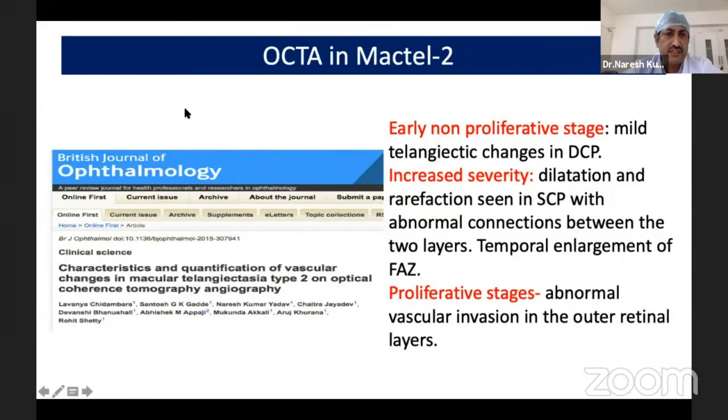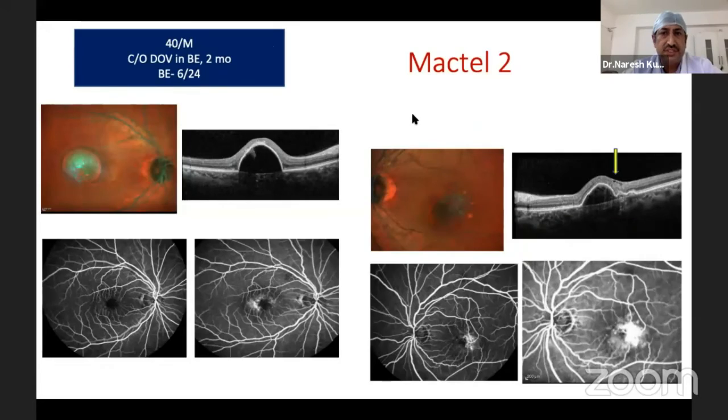In 2015, we published an article where we described all these features that could be seen on OCTA in cases of MACTEL. The FFA only picks up the superficial capillary plexus, but the main pathology starts from the DCP, and then the SCP gets involved. So this is one case of MACTEL. Here you can see there's a serous PED in both the eyes.